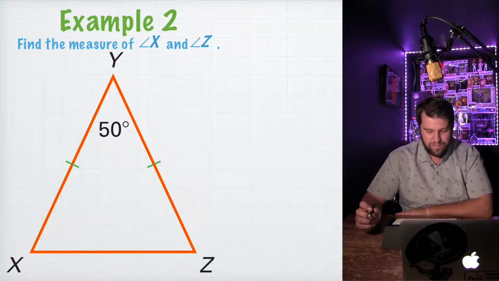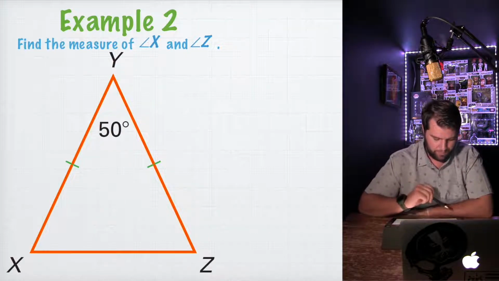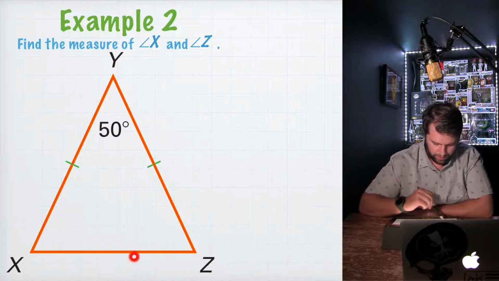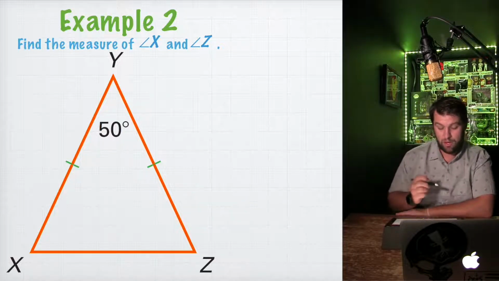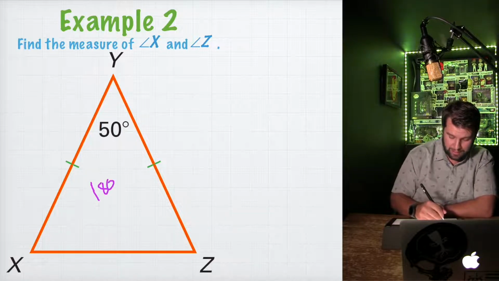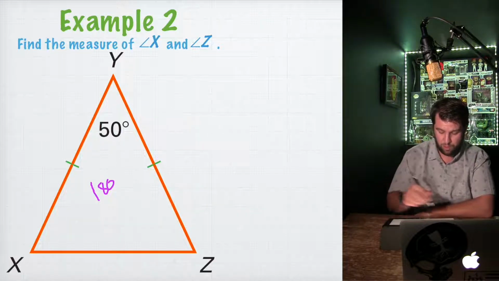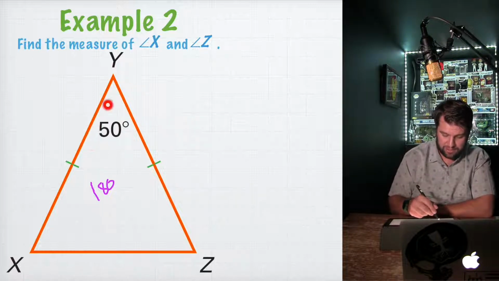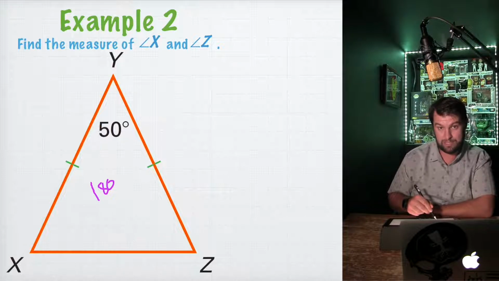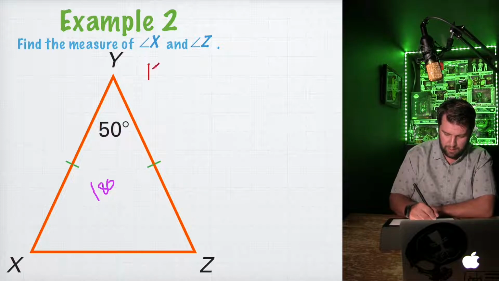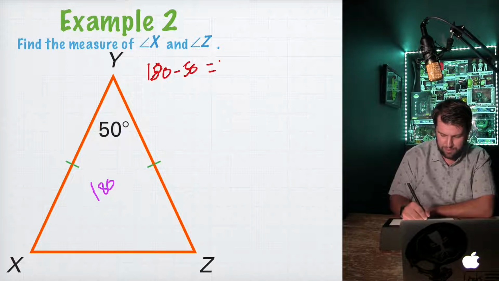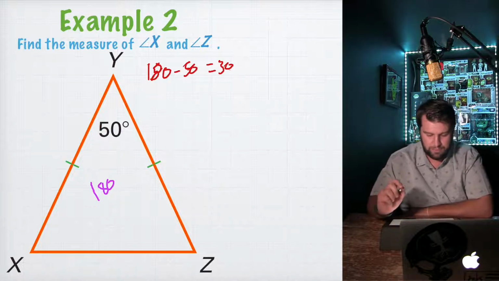So example 2, they want us to find the measures of x and z. Once again, this is an isosceles triangle where XZ is the base, Y is the vertex angle, and X and Z are the base angles. We know that this triangle adds up to equal 180 degrees total. So if 50 degrees of it is in the vertex angle, the bottom two angles are going to split 180 minus 50, which is 130. I'll write that down. I did 180, sorry, not 150. 180 minus 50 equals 130, okay?